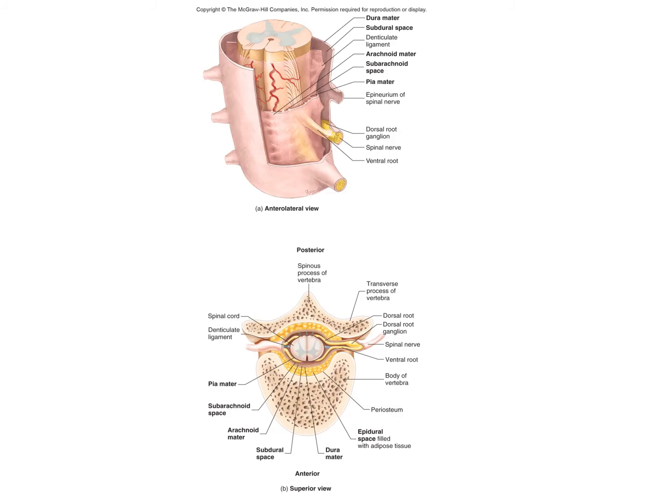In this sectional view, the illustration at the top shows us that there are spaces between the meninges, and the bottom view is nested within a vertebra, and we see there's quite a bit of space between the vertebra and the dura mater. That epidural space is filled with adipose tissue.